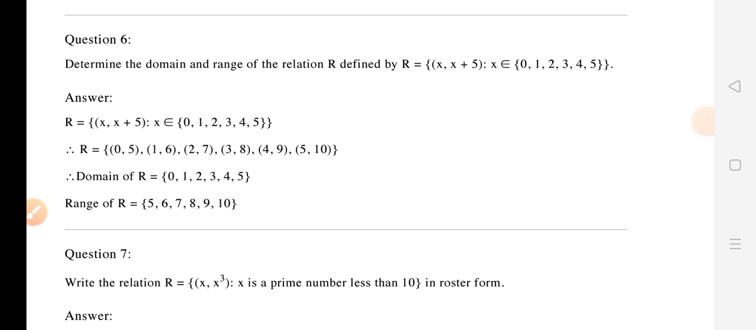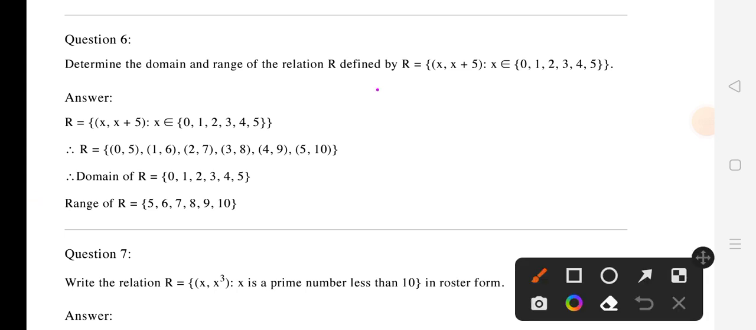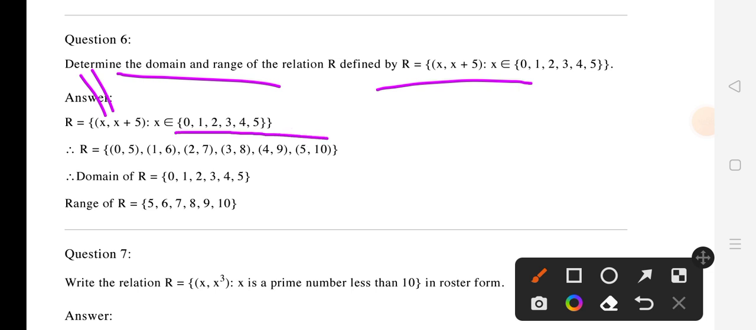Now the next question: determine the domain and range of the relation R defined as R equal to {(x, x plus 5): x belongs to {0, 1, 2, 3, 4, 5}}. So the relation is defined by ordered pairs (x, x plus 5), and x belongs to 0, 1, 2, 3, 4, 5. The possible ordered pairs are (0, 5), (1, 6), (2, 7). You can directly put the value of x: for 2, the next is 2 plus 5, which is 7.